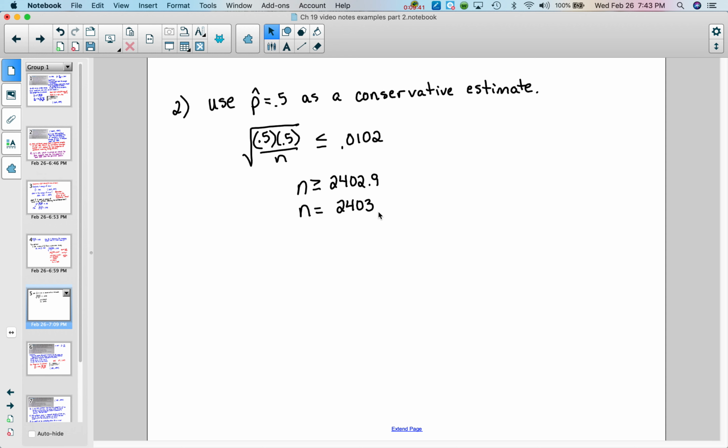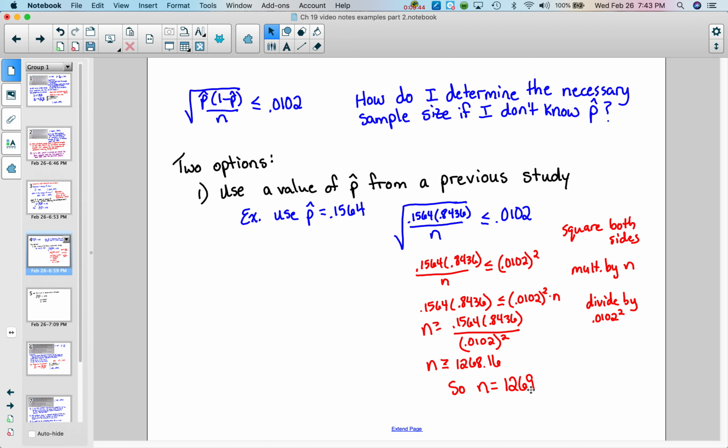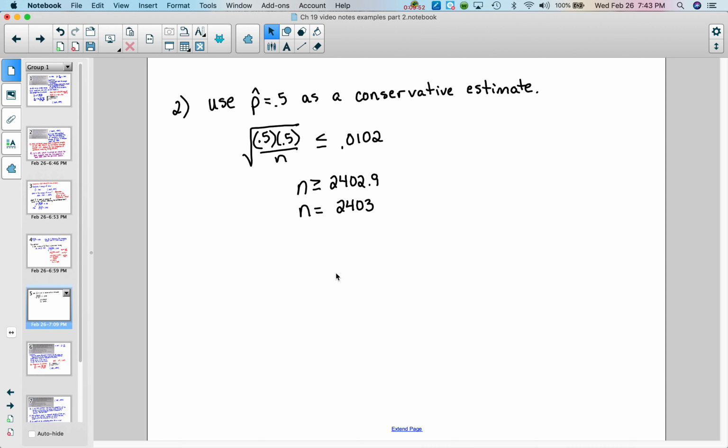Now look how much bigger that is than the previous one I did, 1,269. And that's because look at the p hat value. So this was a lower p hat value. And when I used the larger p hat value, like the 0.5, it's a more conservative estimate. It's going to give me the largest possible standard error that I could have, which ideally, if I could avoid that, I'd rather avoid that. But if I really, truly don't know what to use for p hat, then this would be honestly what I would need to use. So that's what you do if you have to have a certain margin of error. You have to calculate the sample size that you would need in order to get that.